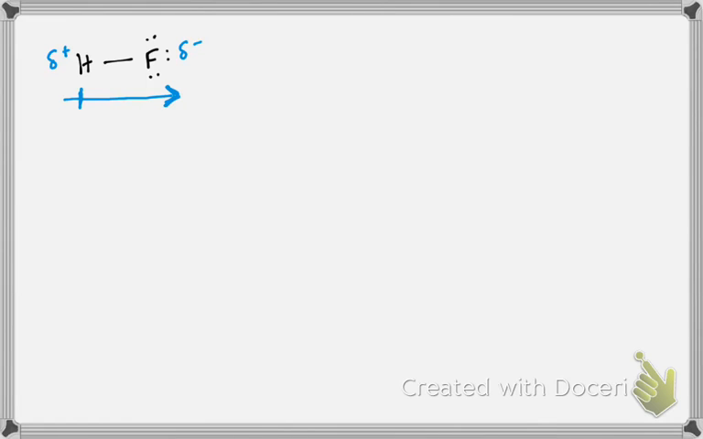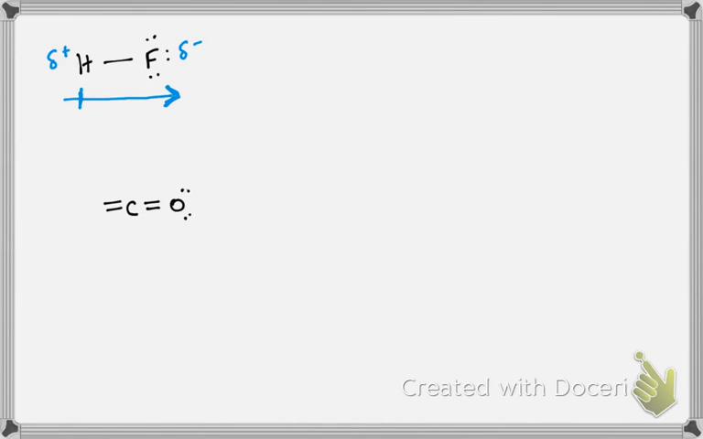Okay, so now we want to know what happens in 3 dimensions. What if we have more than 2 atoms and we have these things hanging out in 3-dimensional space? How do we figure out the polarity of that molecule? So let's take a look first at carbon dioxide.